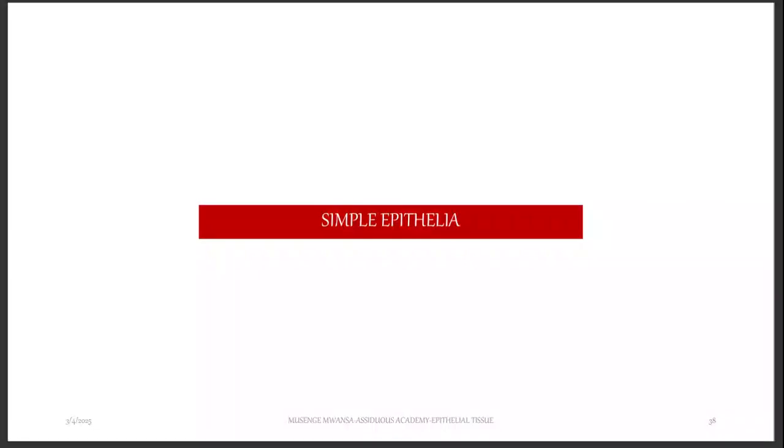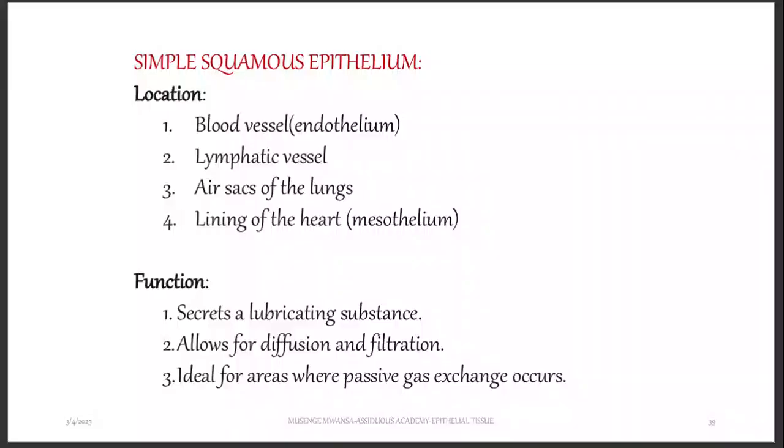So you actually need to know where these are found. For example, simple squamous epithelium: you have flat cells and only one layer. So you normally find them where diffusion and filtration are happening. For example, in the epithelium of the blood vessels, the lymphatic vessels, the hair sac, so that there can be exchange of gases, and the lining of the heart, which we call the mesothelium.